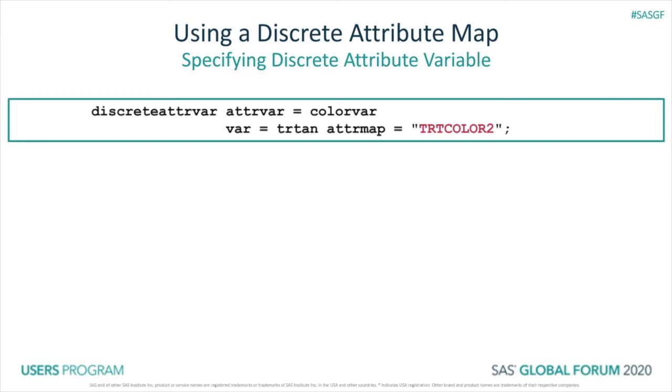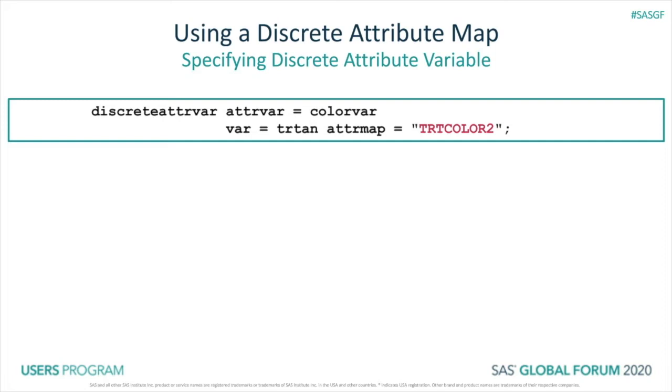Okay, but what happens if later on you decide you want to change the color? Now my favorite color is no longer pink, it's turquoise, and I want to change all of my output to be turquoise. So I can go in and change my discrete attrvar statement. Where my attrmap used to be treatcolor, I can change it to treatcolor2. And now all of my outputs would have that new attribute map associated with it.